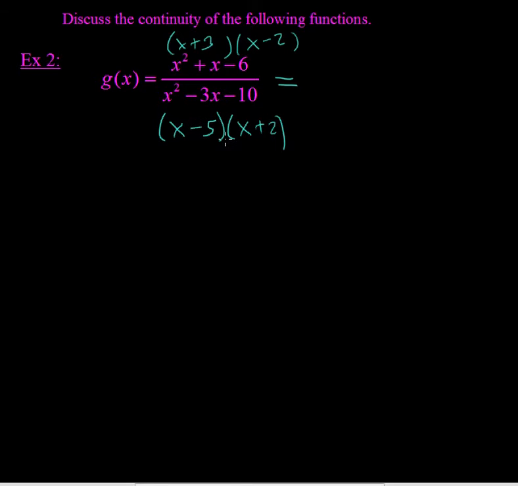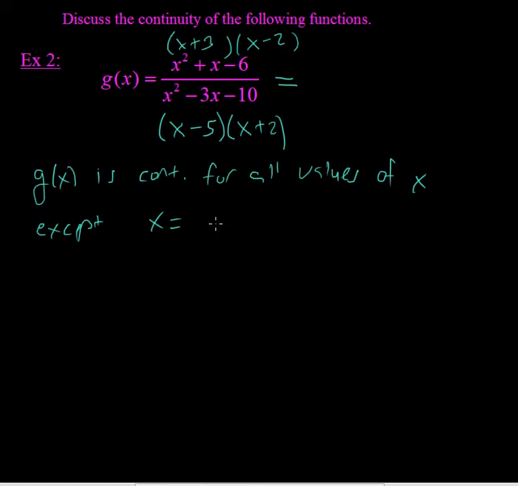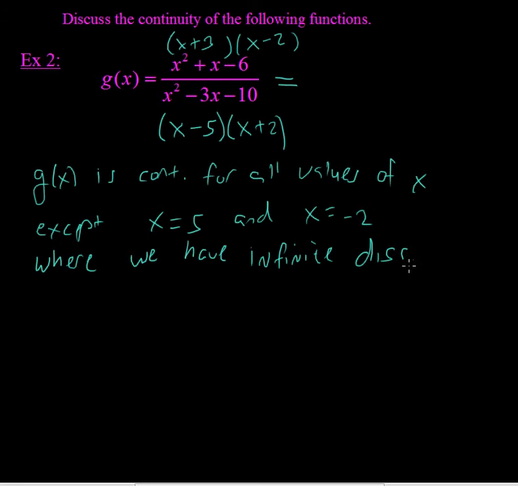But in this case, we have two discontinuities, x equals 5, x equals negative 2, and both of them are non-removable. So we'll say g of x is continuous for all values of x except x equals 5 and x equals negative 2, where we have infinite discontinuities. Okay, so that's example 2. All right, let's move on to example 3.